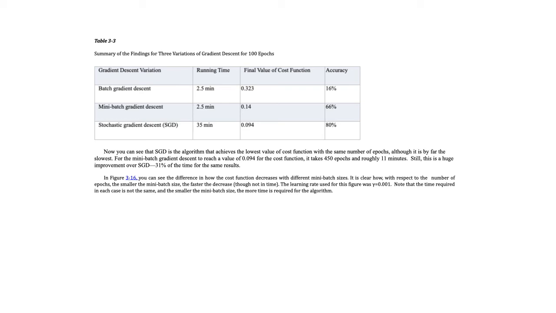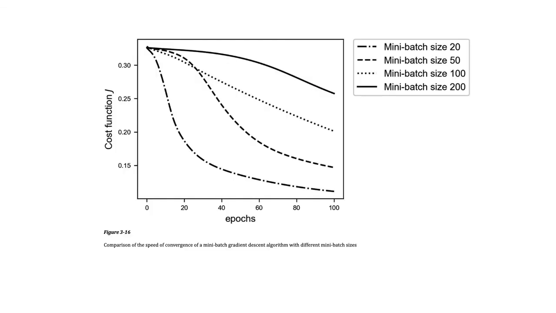In figure 3-16, you can see the difference in how the cost function decreases with different minibatch sizes. It is clear how, with respect to the number of epochs, the smaller the minibatch size, the faster the decrease, though not in time. The learning rate used for this figure was gamma equals 0.001. Note that the time required in each case is not the same, and the smaller the minibatch size, the more time is required for the algorithm. Figure 3-16: comparison of the speed of convergence of a minibatch gradient descent algorithm with different minibatch sizes. Good option. You will find a compromise between running time and convergence speed.